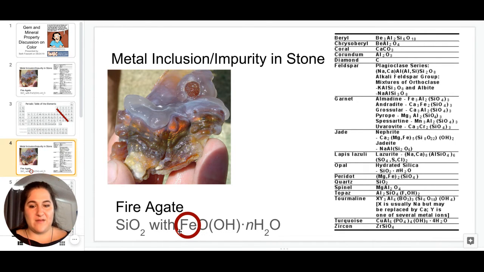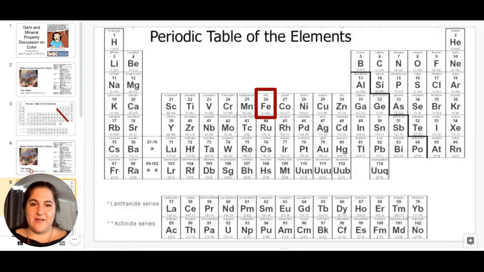So once you've identified the metal that is associated with your stone, you're ready to figure out why your favorite stone is the color that it is. I have some common examples off here to the side: some garnet, some jade, topaz, turquoise, and each of them has a metal inclusion, and that metal inclusion is why that stone is the color that it is. Let's dive into it. For fire agate, I'm going to be talking about iron. And iron is located in the center of the periodic table, and I've boxed it in for you today.